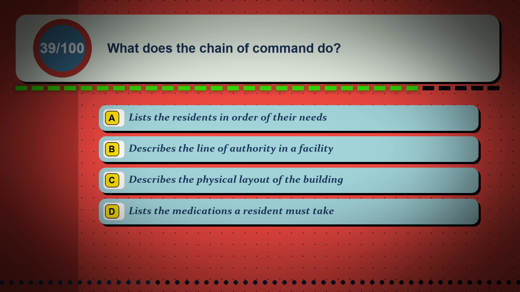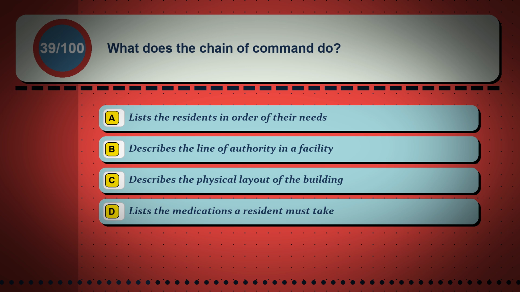Question 39. What does the chain of command do? Option A lists the residents in order of their needs. Option B describes the line of authority in a facility. Option C describes the physical layout of the building. Option D lists the medications a resident must take.